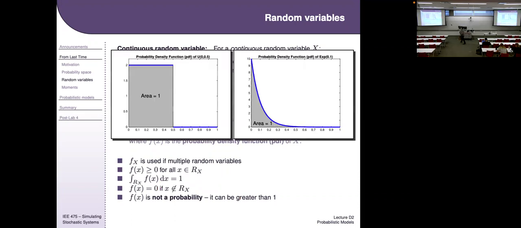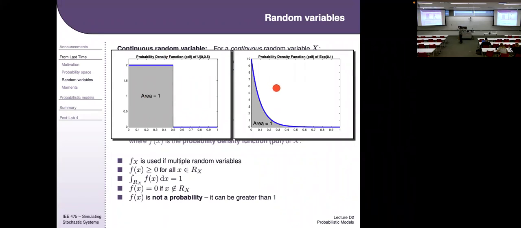So if I look, for example, at these density functions, this is a density function for a uniformly distributed random variable between 0 and 0.5. Because the area under this curve has to be equal to 1, the density goes all the way to 2, because it's a rectangle. 2 times a half gives me the area under it equal to 1. So the density can be as high as it needs to be for the area to be equal to 1.